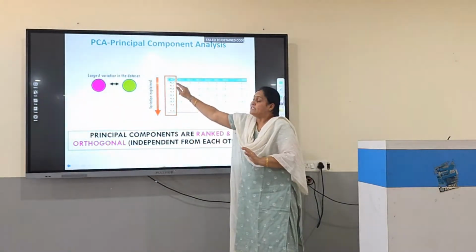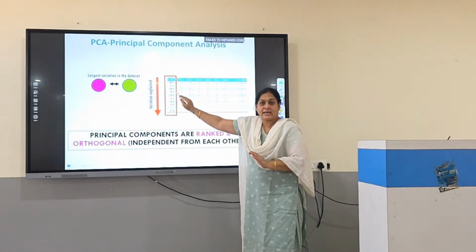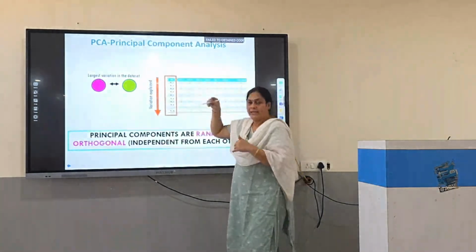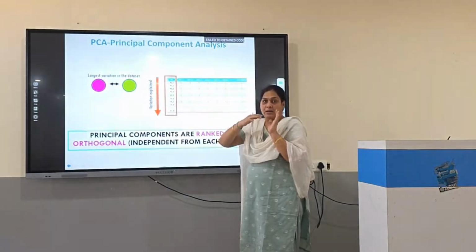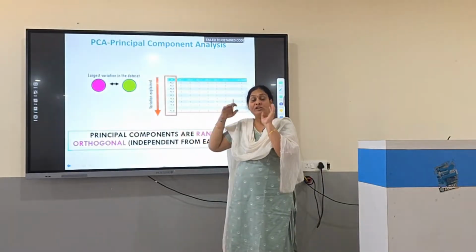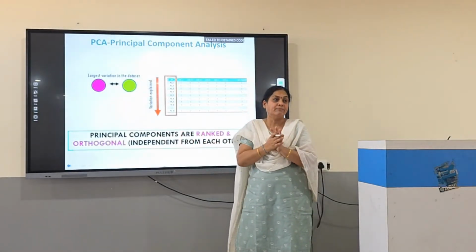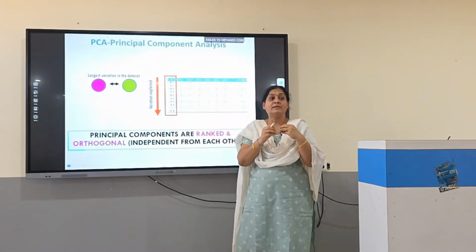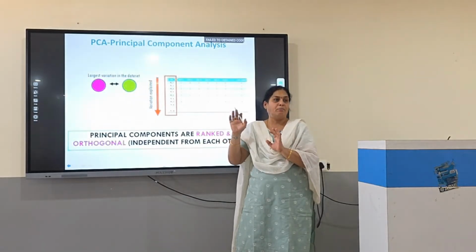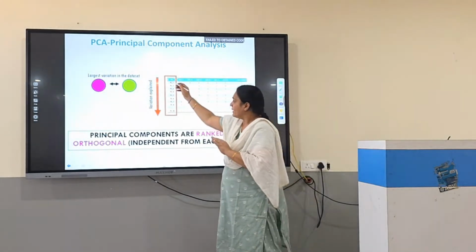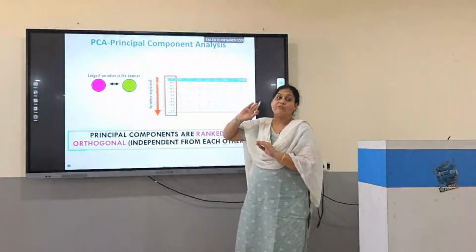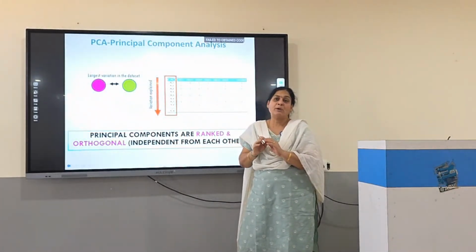Ranking means because PC1 is capturing most variation, PC2 is capturing the next level, PC3 goes on in decreasing order. So in any machine learning model that you are applying PCA, the first few PCs will capture around 95% of the variation in the data. So 95% of the knowledge that is there in your data you can get from the first few principal components. This variation is decreasing, that's why it is ranked, and orthogonal because there is no duplication of any information in the different principal components.